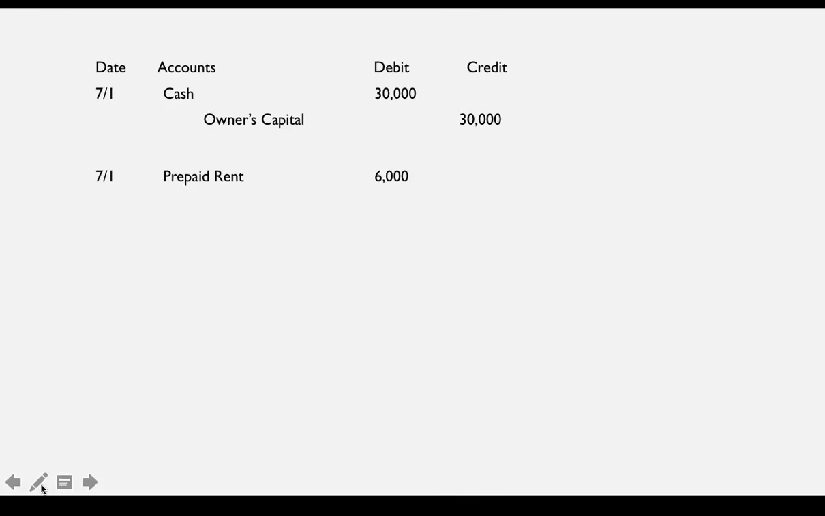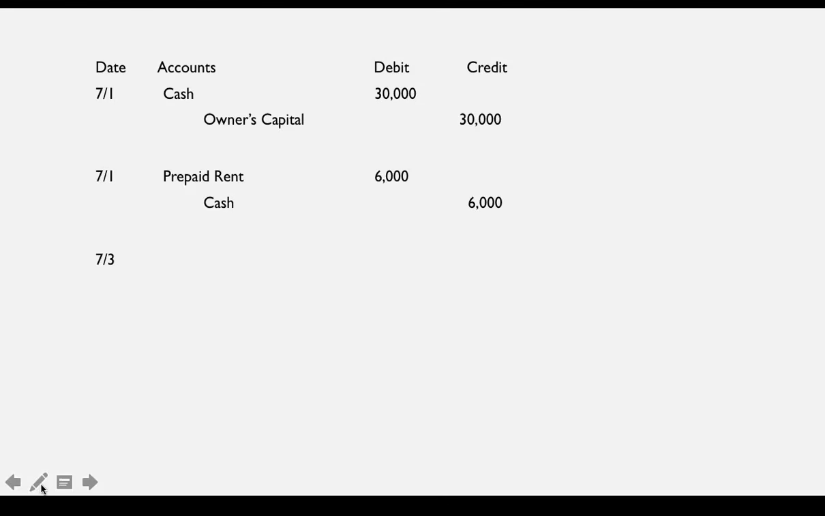And then how did we pay for this prepaid rent? Well, we used cash, right? Whenever it says that we paid something, we know that that means that cash is leaving the business right now. So cash is decreasing $6,000, so we credit cash.